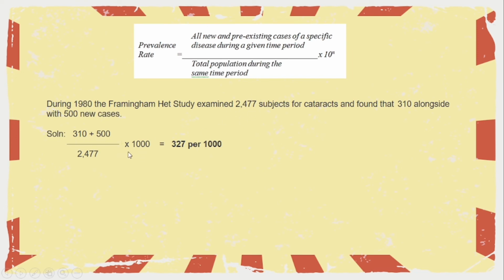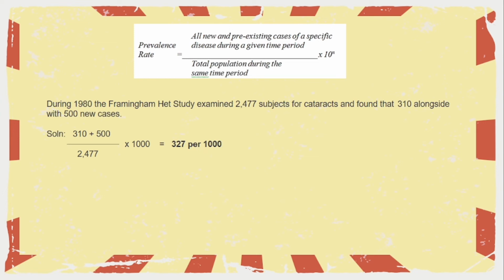2,477 times, bakit 1,000 po yung naging factor? Bakit po 1,000? Kasi po nasa thousands ang ating population. And then is equals to 327 per 1,000. And then interpret mo na lang, gawa mo na lang siya ng sentence.